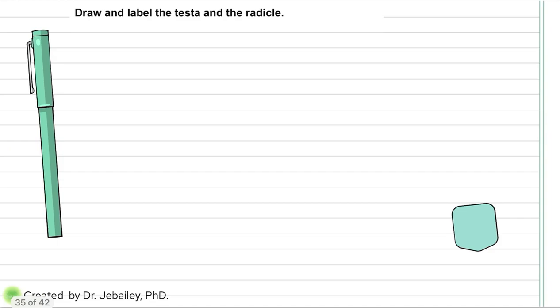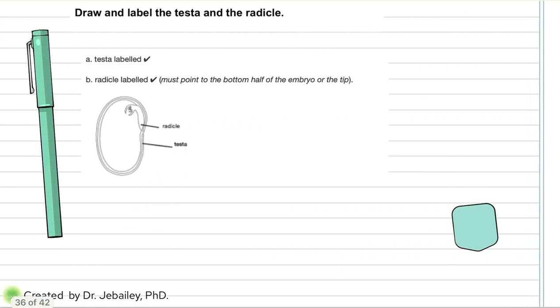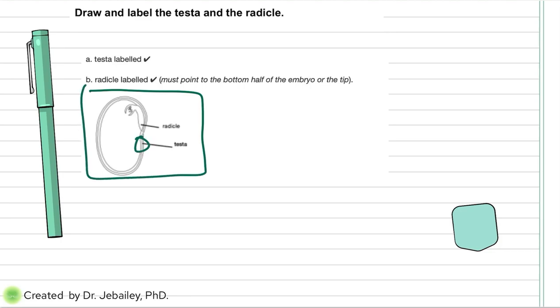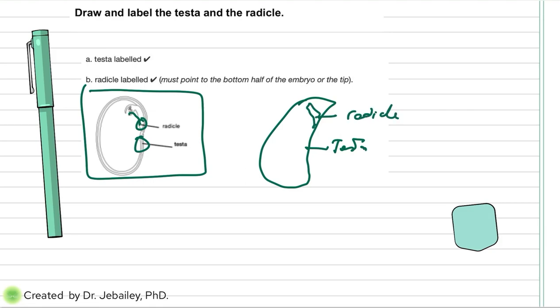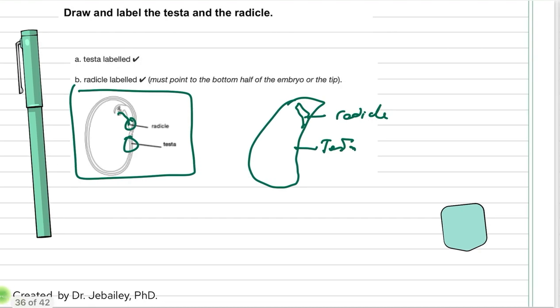So the next question says here, draw and label the testa and the radicle. Let me go straight to the drawing that it already shows. You can see that this is basically the drawing of a seed, and you can have the testa, which is about here, and the radicle, which is on the inside. So again, you can just do a drawing like this, and you can put this as testa, and then you have something small like this, and you can say the radicle. Make sure to label them and draw them, and you get the full points.